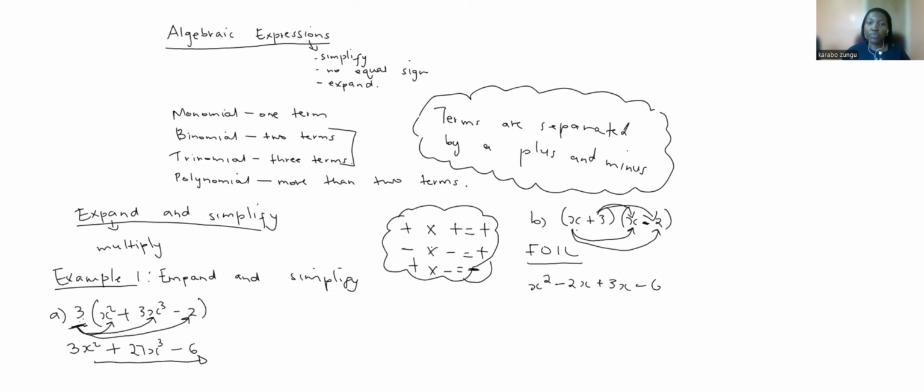And then remember, you must expand and simplify. So the part for simplification comes when you now look at your like terms. Are there any like terms? Yes, there are like terms. Here is our like term. Here is our like term. Remember, like terms have to have variables that are exactly the same. This is x to the power 1. This is x to the power 1. So these are definitely like terms.